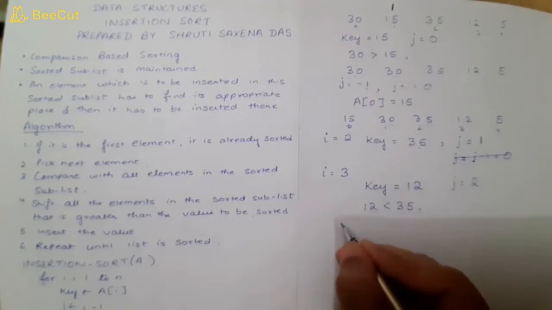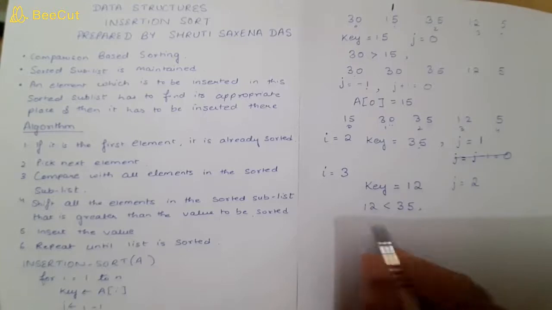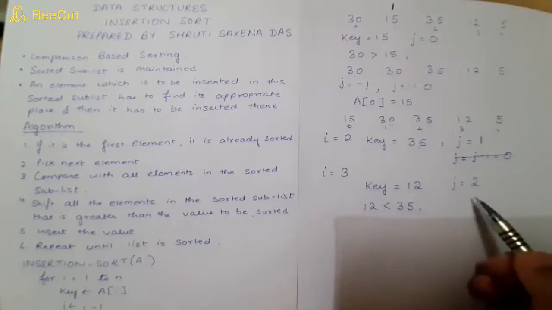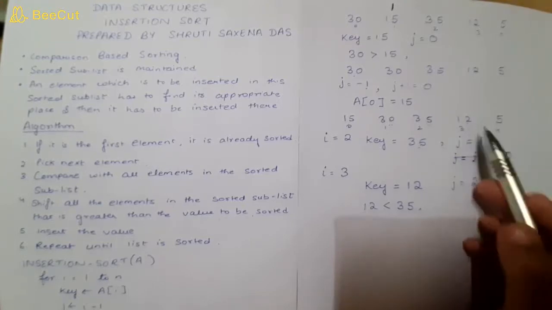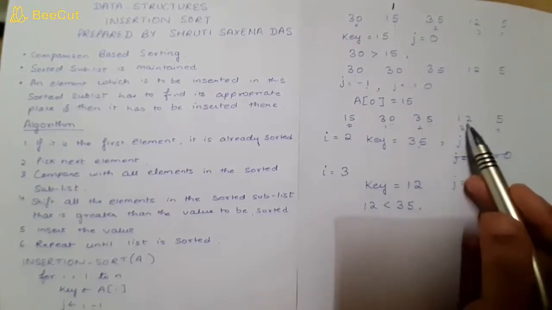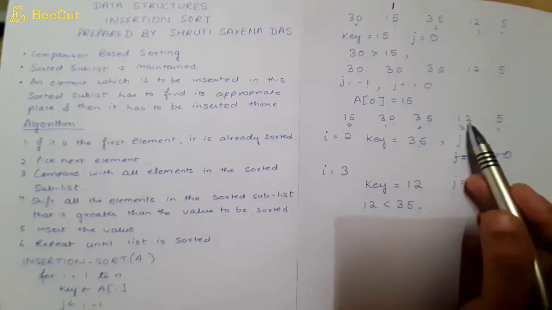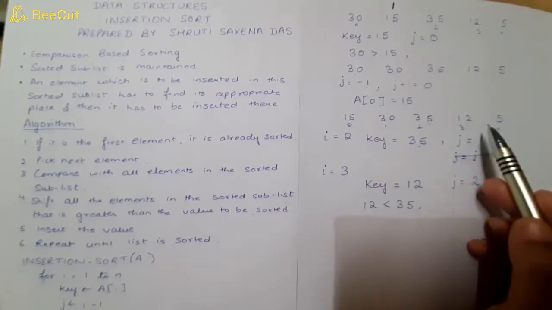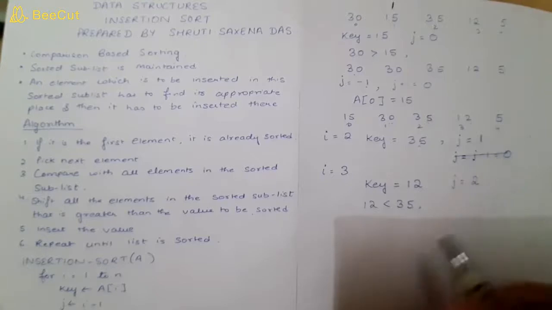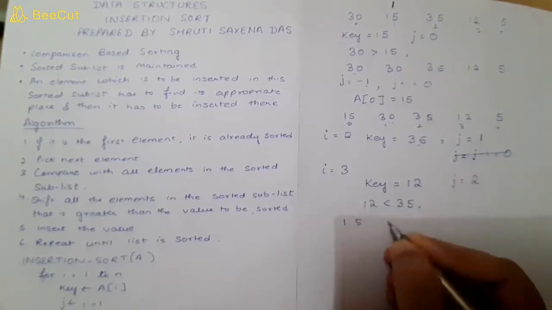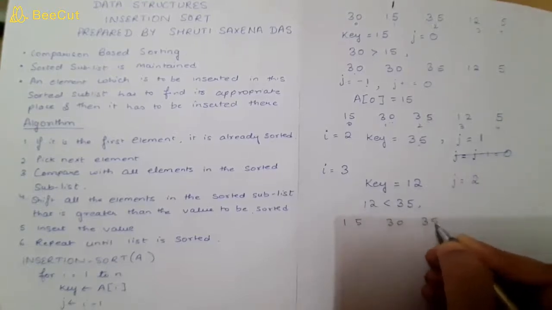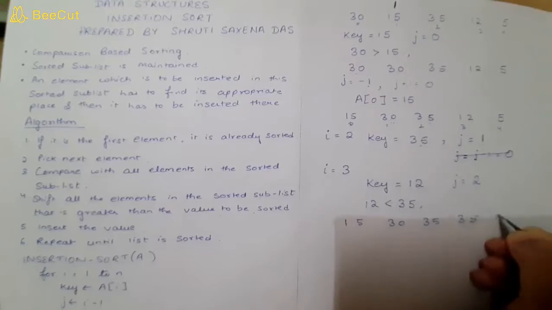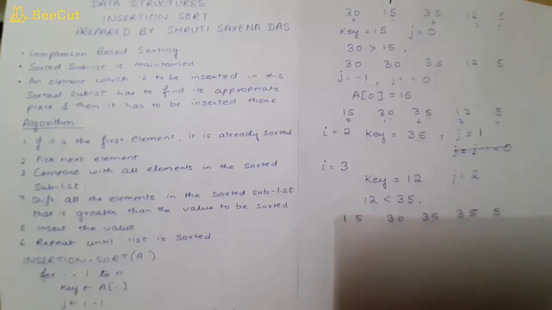So what will happen? We need to swap a of j with a of j plus 1. Not swap exactly, we are replacing the value over here. So in a of j plus 1, where j is 2, a of j plus 1 means a of 3. So at a of 3, a of j is coming. 35 is coming over here. So what will happen? 15, 30, 35, 35, 5. This is the new list.